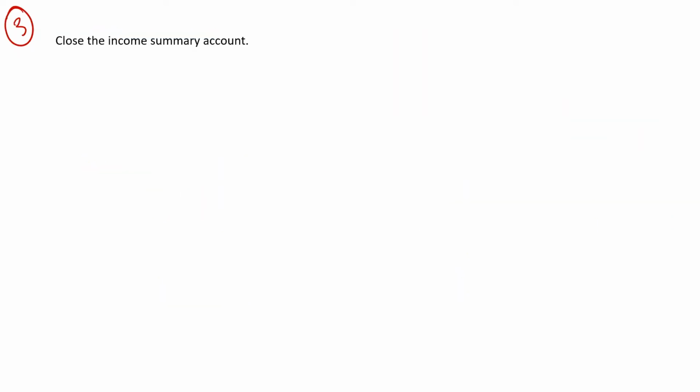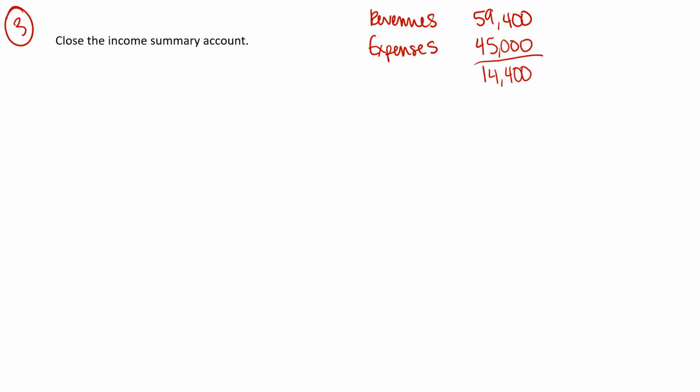The third closing entry is to close out the income summary account. So if we think about the past two closing entries, we closed out revenues, which were $59,400. We closed out expenses, which were $45,000. So what is now sitting in the income summary account is $14,400, which remember is also equal to the net income for the year.